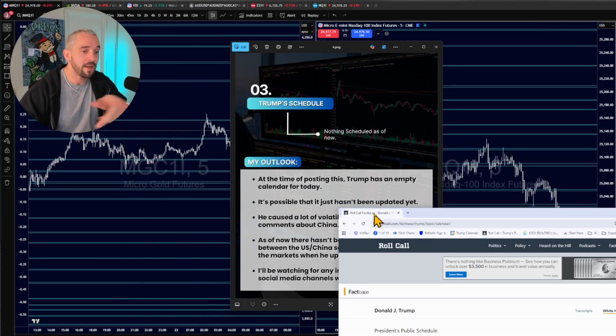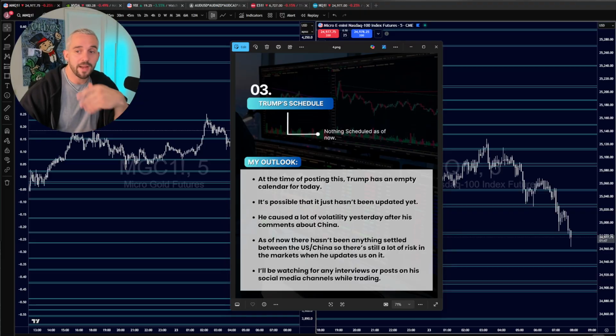As of right now, when I made this little cheat sheet, we didn't have anything scheduled. So 1 p.m. and 3 p.m. Eastern time, we have the White House speaking and Trump making an announcement. So that's something to be paying attention to today. If you're still trading around that time, it is later in the session.